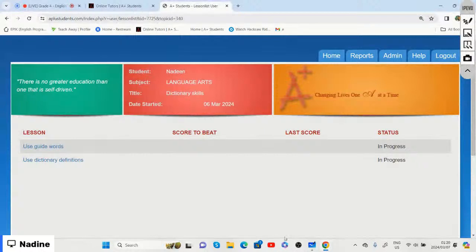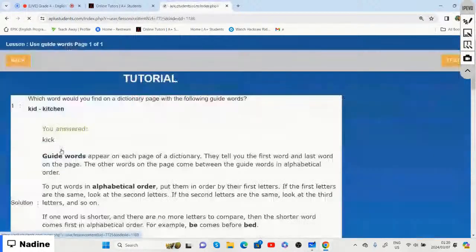All right. So now we are going to use our guide words. We see guide words appear on each page of the dictionary. They tell you the first word as well as the last word on the page. And the other words on the page come in between these guide words, right?